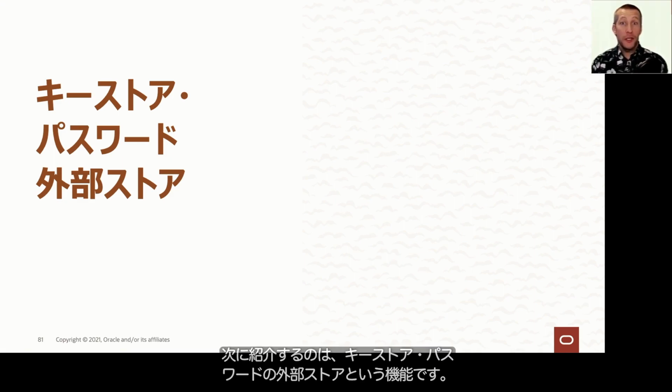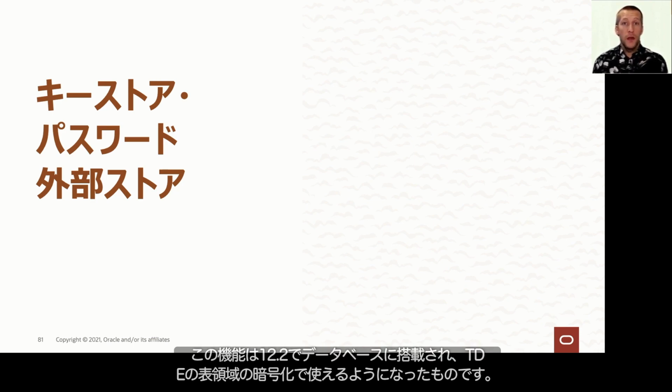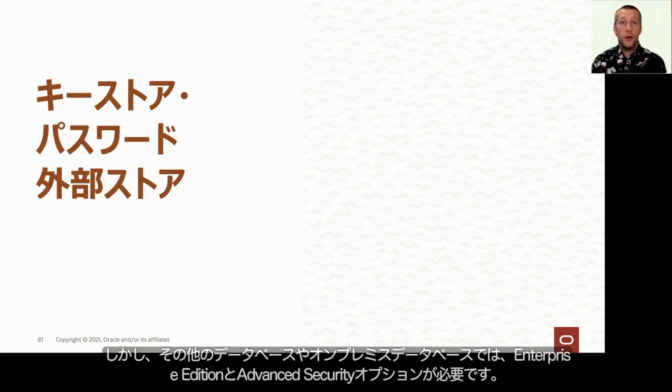The next feature I would like to talk about is key store password external store. This is a feature that is very handy for those of you that have databases that are encrypted with TDE. This feature came into the database in 12.2, and it is something that you can use with TDE tablespace encryption. If you're using one of our OCI cloud offerings, this comes as part of your regular license. But for all the other databases and for your on-premises databases, this requires Enterprise Edition and the Advanced Security option.